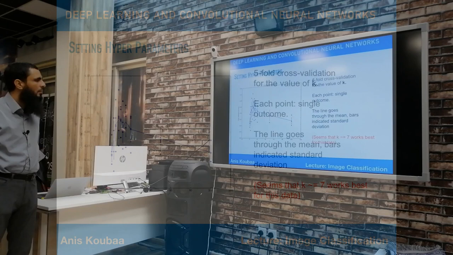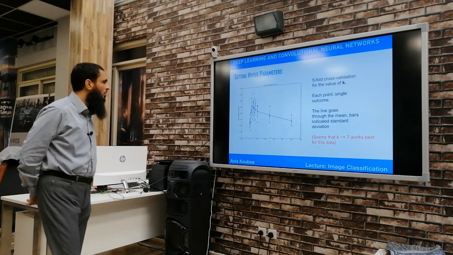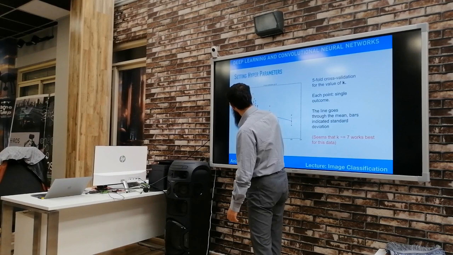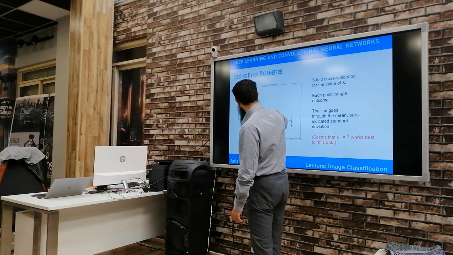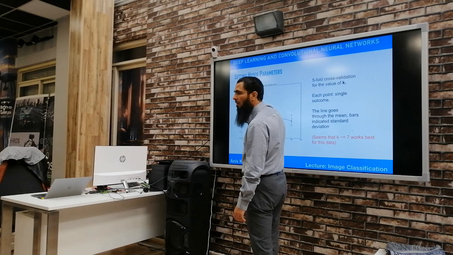And the line goes through the mean bar. And here we can see how to make cross-validation. This is K, the hyperparameter, and these are the cross-validation accuracies. Okay, so the best accuracy we reach is 31%. For which value? For the value 7 of K. So here we can say that K=7 is the best hyperparameter setting for this particular type of data.